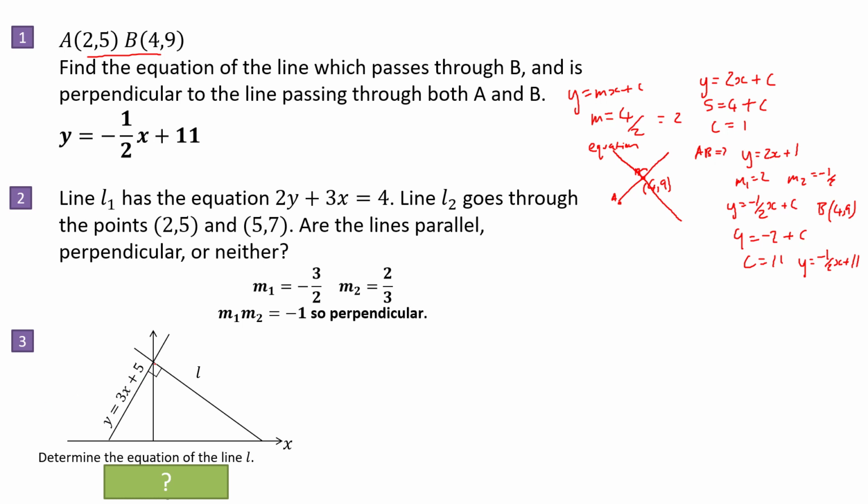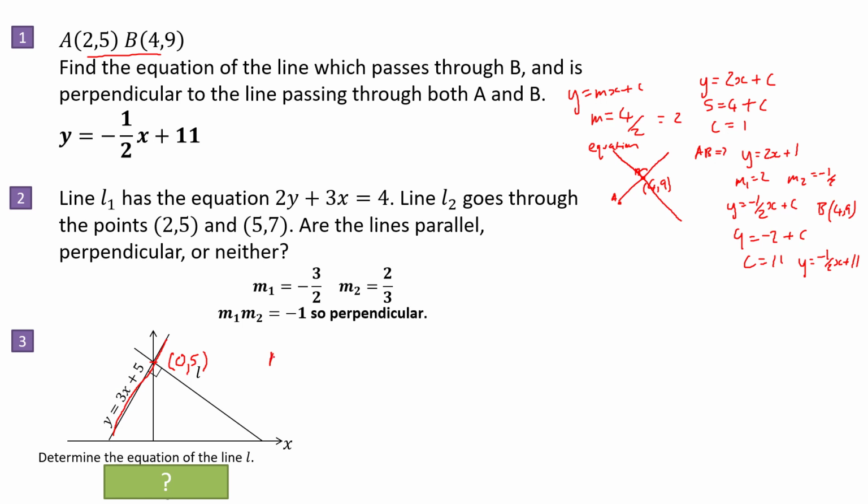Determine the equation of line L. Now, you have to realise that this point is what? The x coordinate is 0, right? Because it's on the y-axis. So let's sub that into this formula, because this line is this equation. So when x equals 0, y is 5, we know that is 5. Perfect. Now, what do we know? We know that these are perpendicular.